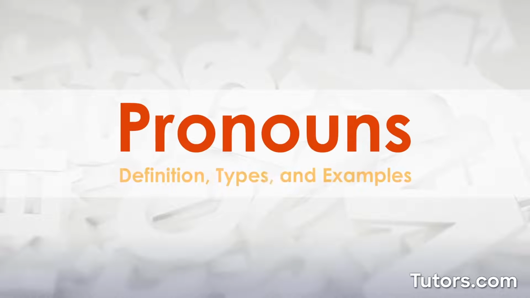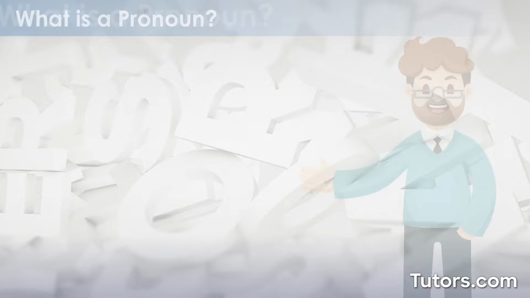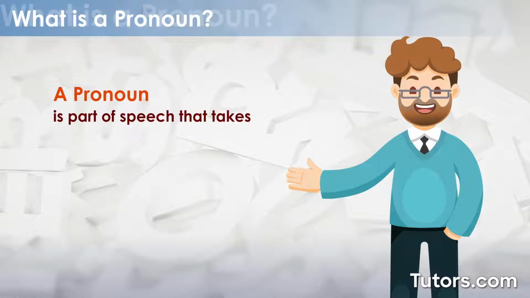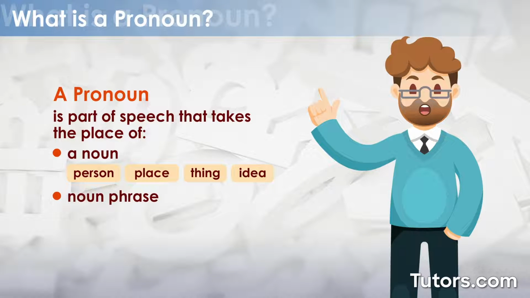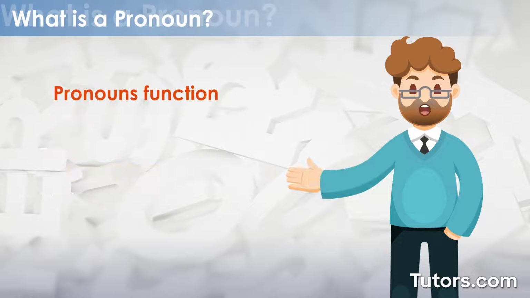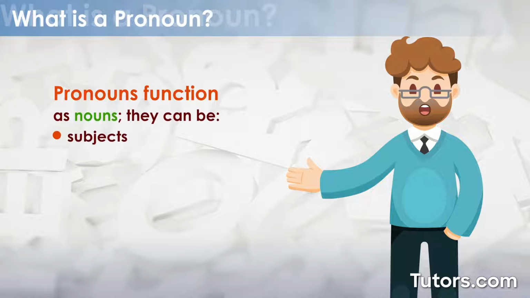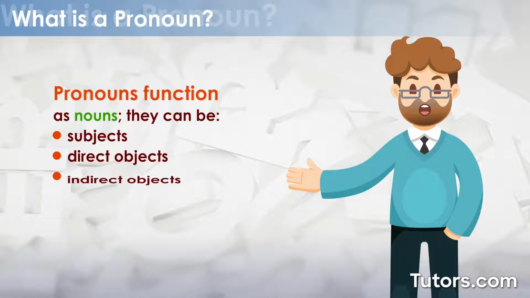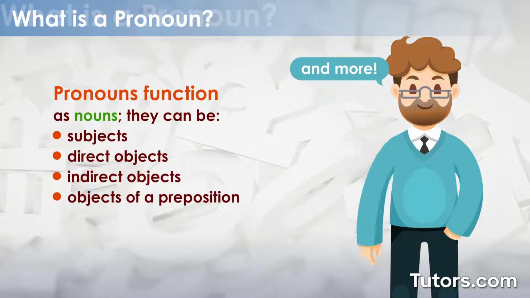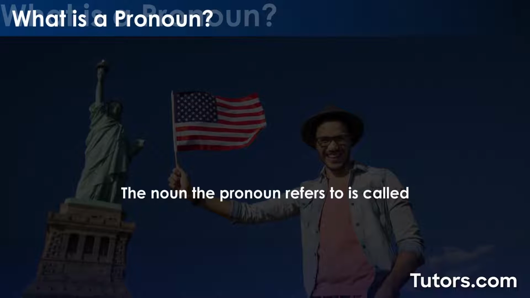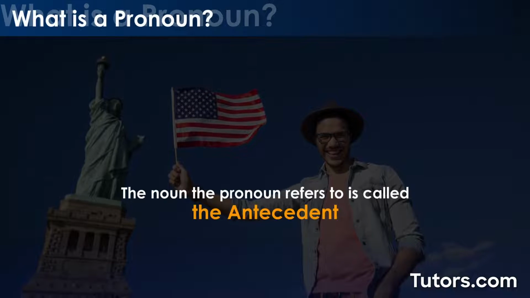What is a pronoun? A pronoun is a part of speech that takes the place of a noun, person, place, thing, or idea, or noun phrase. Pronouns function as nouns. They can be subjects, direct objects, indirect objects, objects of a preposition, and more. The noun the pronoun refers to is called the antecedent.